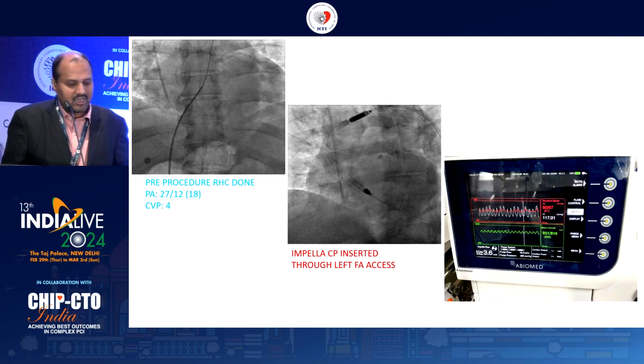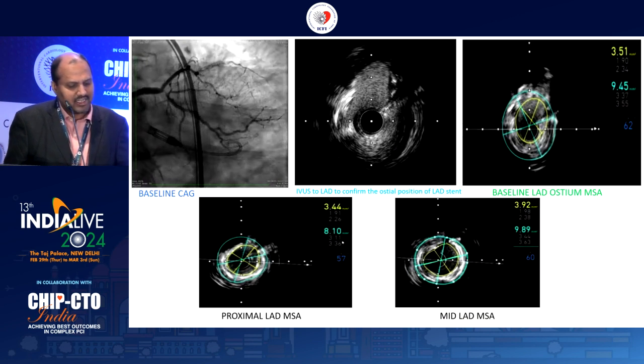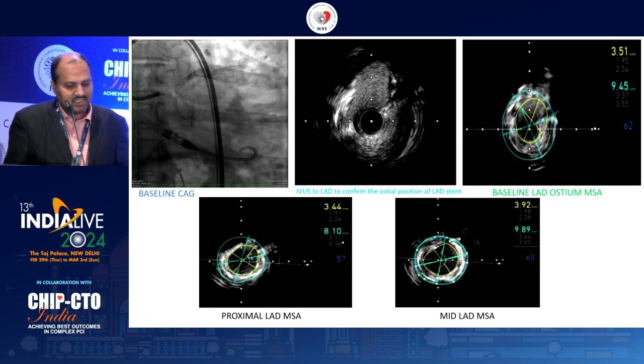So pre-procedure right heart catheterization was done. The PA pressures are good, and CVP is 4. Impella was inserted, and we can see the Impella flow is good. So this is a baseline angio. You can see the ostial LCX lesion.